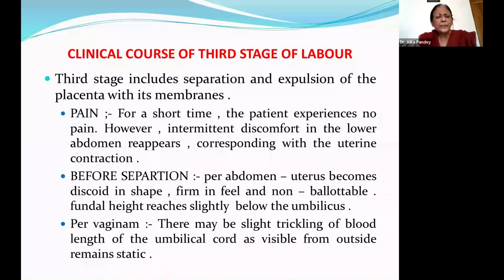So, the third stage includes separation and expulsion of the placenta with its membranes. And what happens? There may be pain. For a short time, the patient experiences no pain. However, intermittent discomfort in the lower abdomen reappears, corresponding with the uterine contraction. Before separation, per abdomen, the uterus becomes discoid in shape, firm in feel, and non-ballotable. Fundal height reaches slightly below the umbilicus, and there may be slight trickling of blood. The length of the umbilical cord, as visible from outside, remains static. Next.